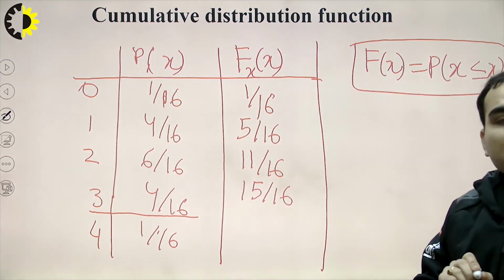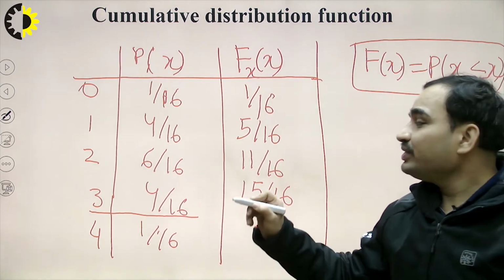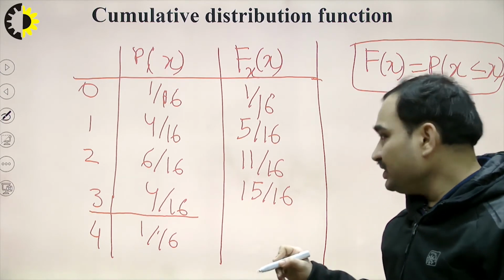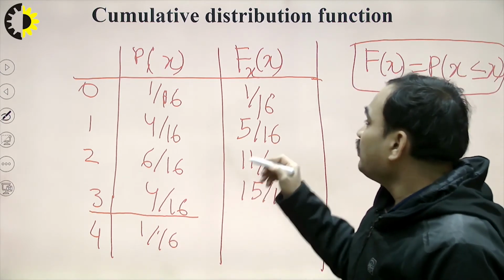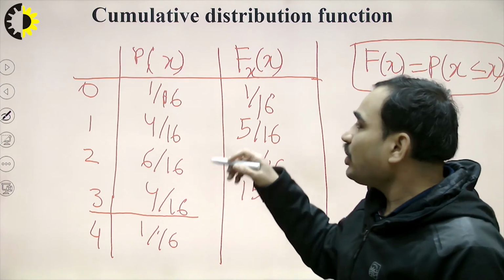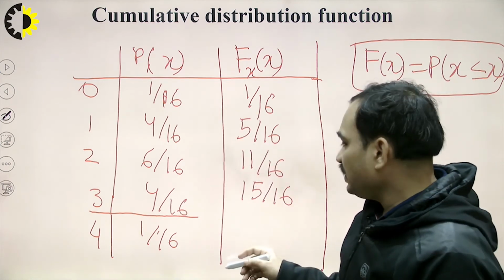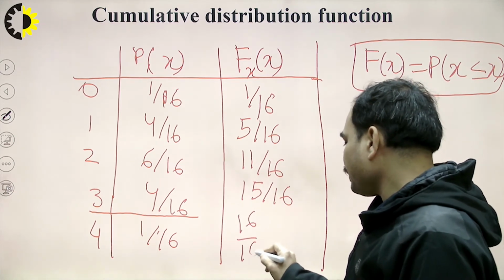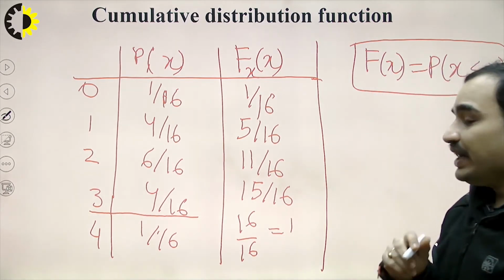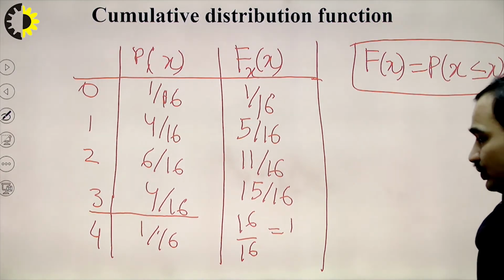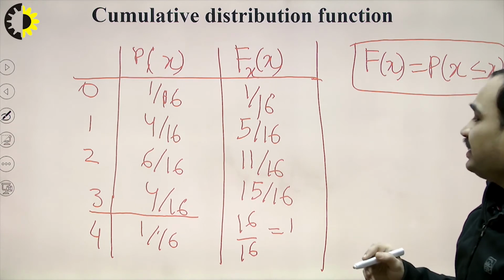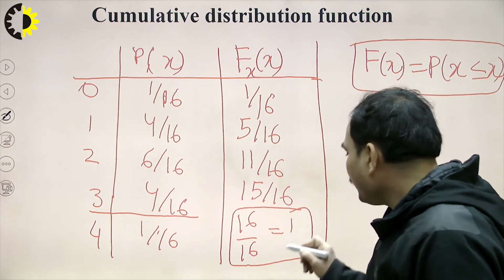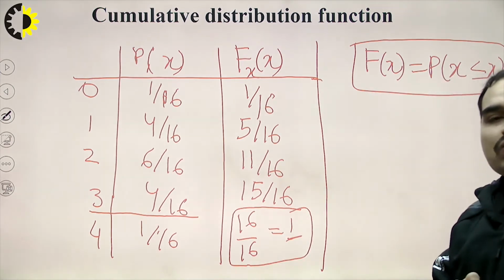The last one, when we have the number of heads equals 4. This means we have the probability 1 by 16. But for the cumulative distribution function, we have to consider all the possible outcomes, that is 16 by 16, which equals 1. So, you can understand how we have solved it. And you can also see that the maximum value at infinity, or the final value, is equal to 1.